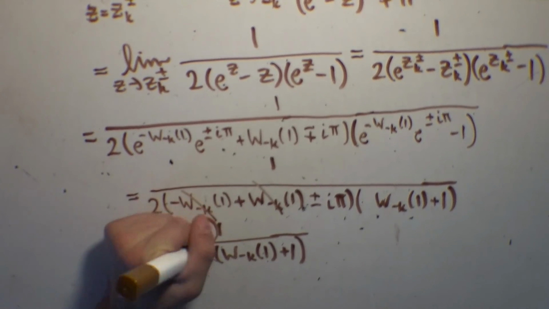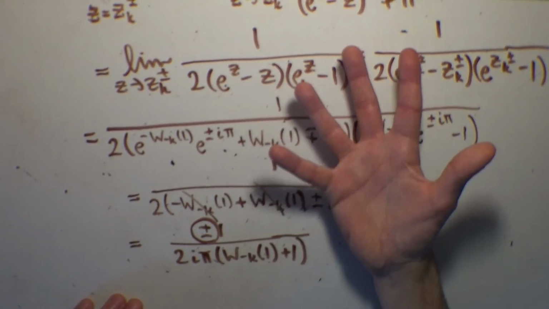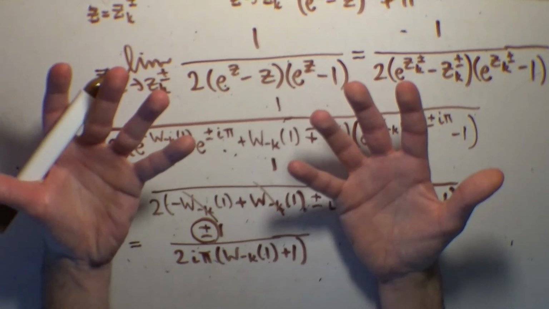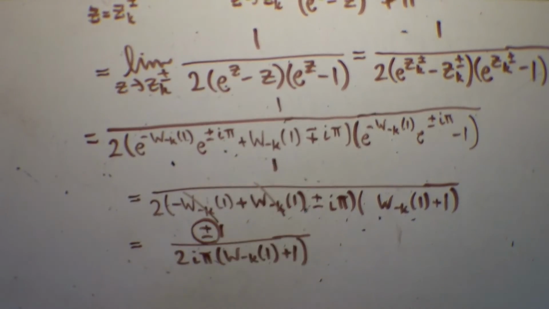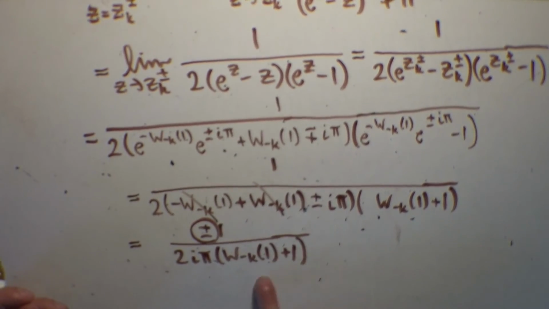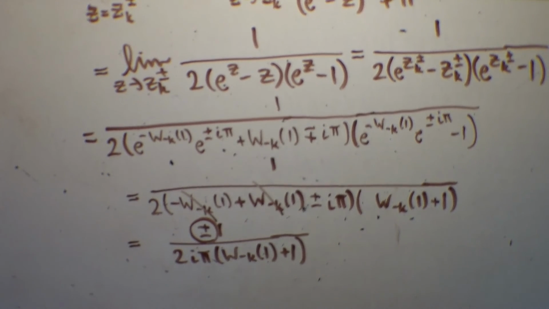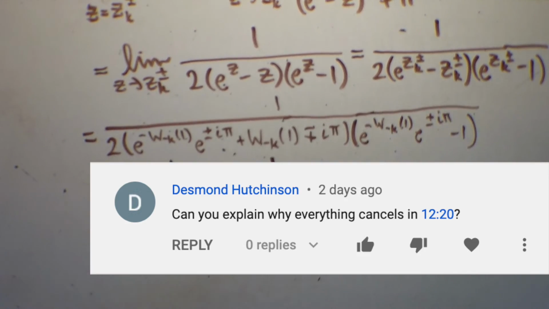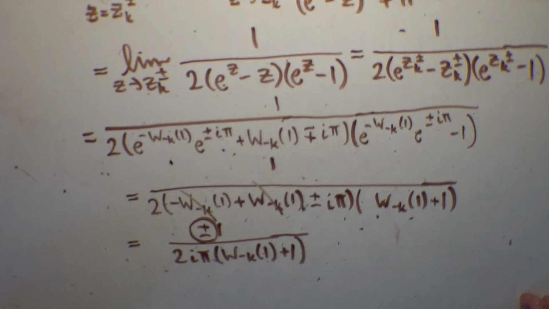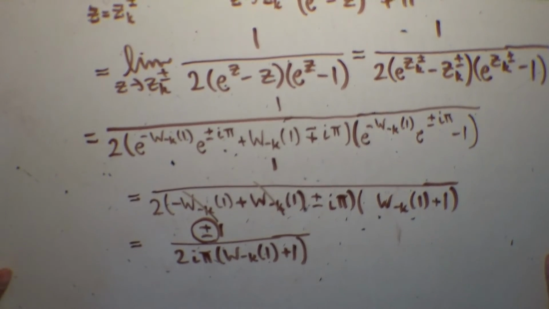Because of this plus or minus here, you're essentially just saying, here's one of the k residues, here's the negative of that k residue, and then they cancel. And the only one that's left in the end is the principal branch, or k equals 0. And so that's why, to answer this person's question, all of the residues cancel. I guess that wasn't too hard. I could have put that in the other video, but here's another video for everybody to watch now.